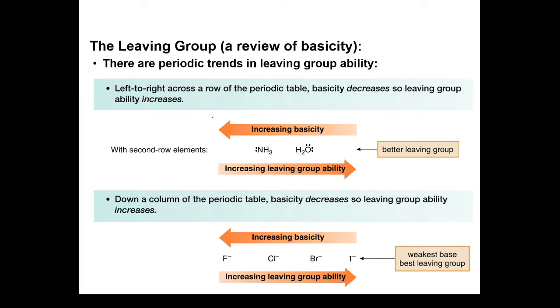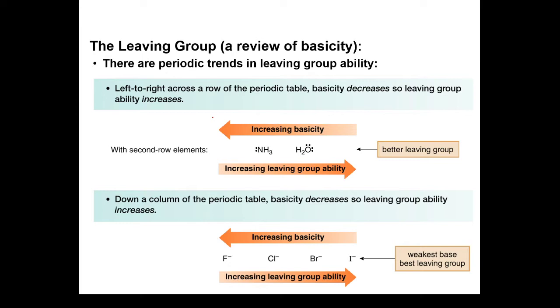Fluorine's a terrible leaving group, and it has to do with size. Think about it. Fluorine is being attracted to the nucleus, and there's not much electron shielding. So does fluorine really want to go? No, fluorine is set. But as I get bigger and bigger as I move down a group, my basicity decreases.